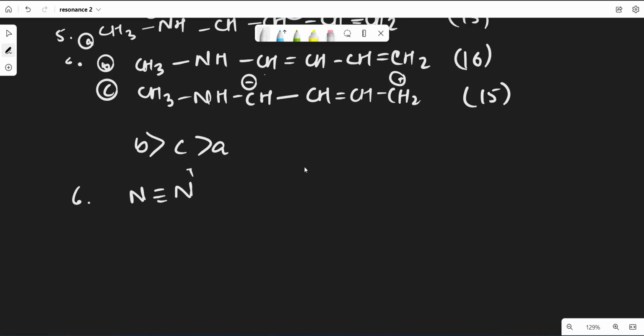This is the last question. I'll go on comparing resonating structures, and you can check out your previous year questions and you'll find a lot of questions on comparison of resonating structures.